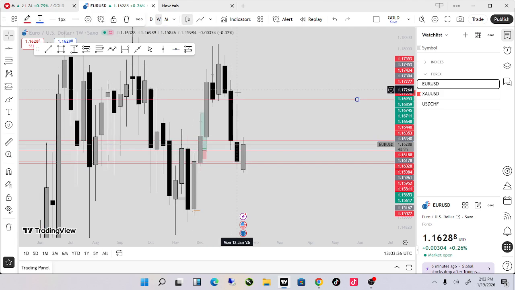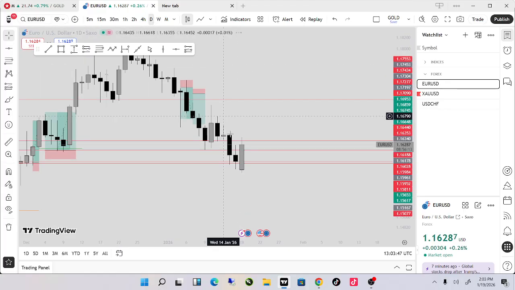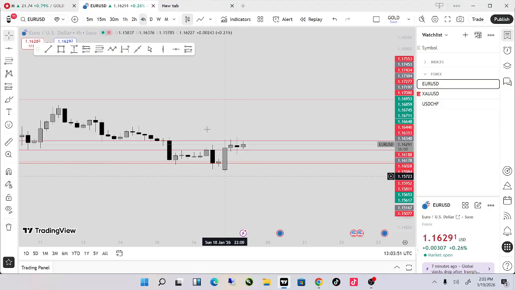The level is still there. It has not been mitigated yet. Here's an open and close level. So that's none of our business right now. Our own focus is this week. The weekly open is bullish, the daily is bullish, and the 4 hours has broken structure.